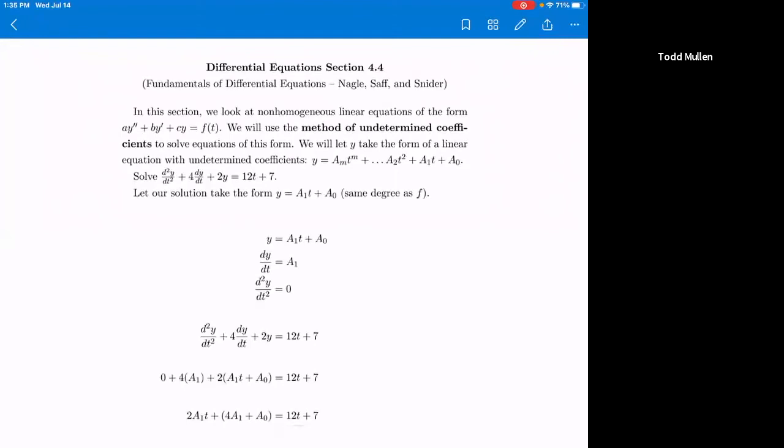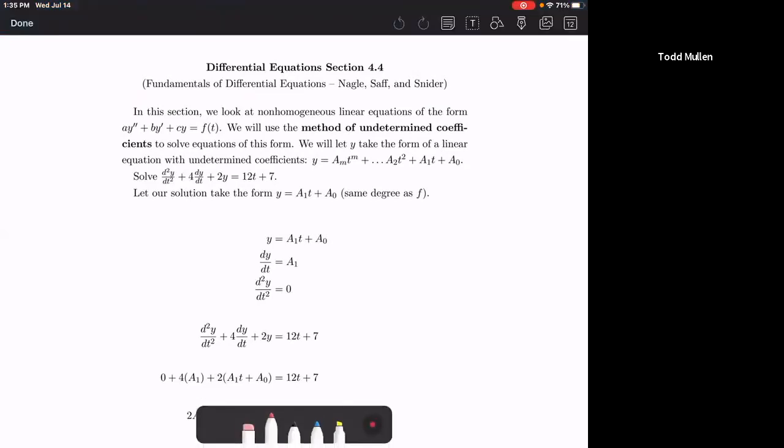This is section 4.4. In this section, we're going to look at non-homogeneous linear equations. If you recall from 4.2, when you have one of these equations that is not equal to 0, we refer to this function on the right, this f of t, as the non-homogeneity. Our method is going to be the method of undetermined coefficients. That is, we're going to let y take the form of some linear equation with undetermined coefficients. We'll just call them a_m, a2, a1, a0, and we'll solve for them later.